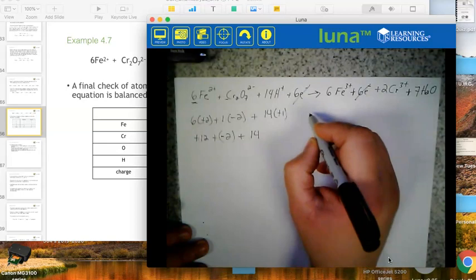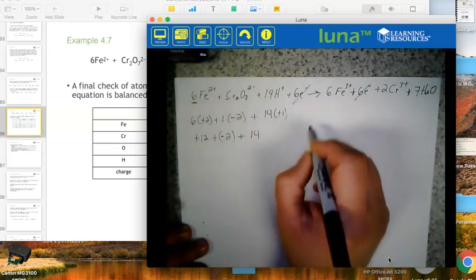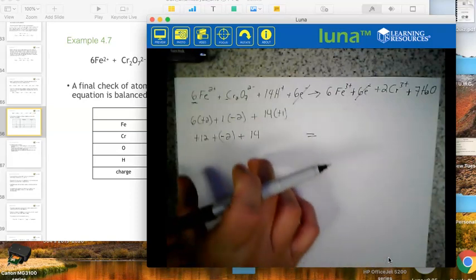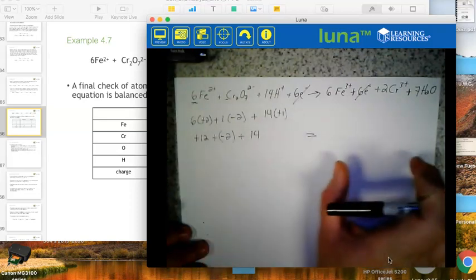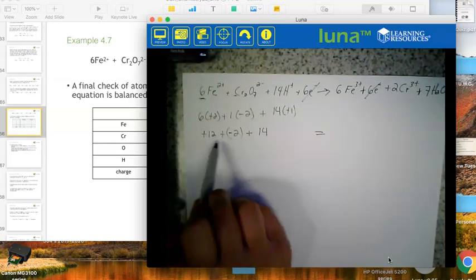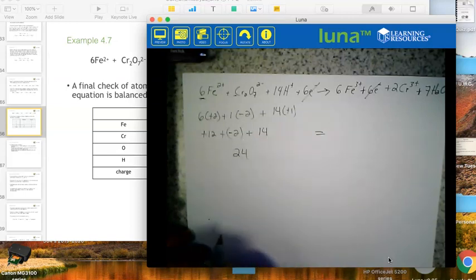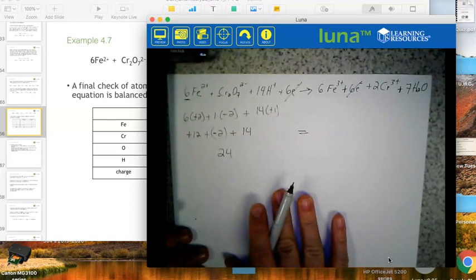14, right? So here we have to add up our charges. So when you see the arrow, that should be the equal sign, right? So the number of charges here should be the same as that on the other side. So here we have 12 minus 2, so that's 10. 10 plus 14, and that's 24. All right, so that's how many charges we have on one side. Now we need to make sure the charges are the same on the other side.